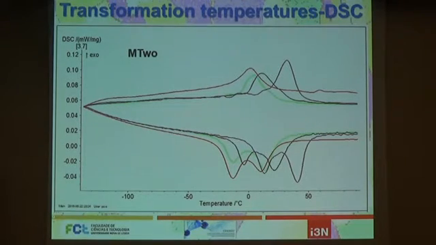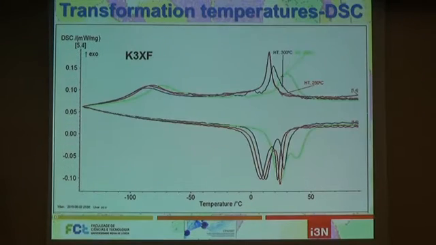So we started looking, for example, with the endodontic file known as MTWO, and here you find the variation of the transformation temperatures as a function of the heat treatment, and you see the as-received, then 250, 300, 350, 400, and we have followed the same trend for the other two situations that we have been dealing with, the K3 and K3XF.